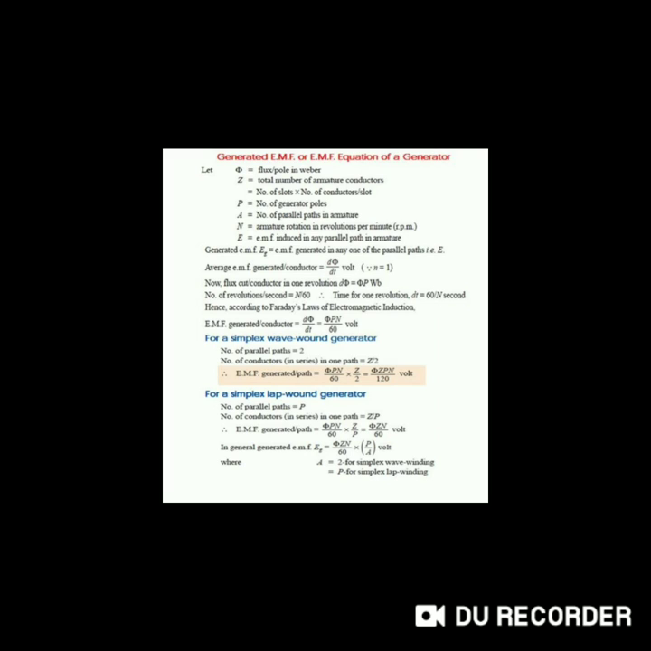Here we have two types, wave wound generator and lap wound generator. In wave wound generator the number of parallel paths is always equal to 2. The number of parallel paths, how do we denote it? It's nothing but A. So A is always equal to 2 in wave wound generator. The number of conductors in one path is given by Z by 2.